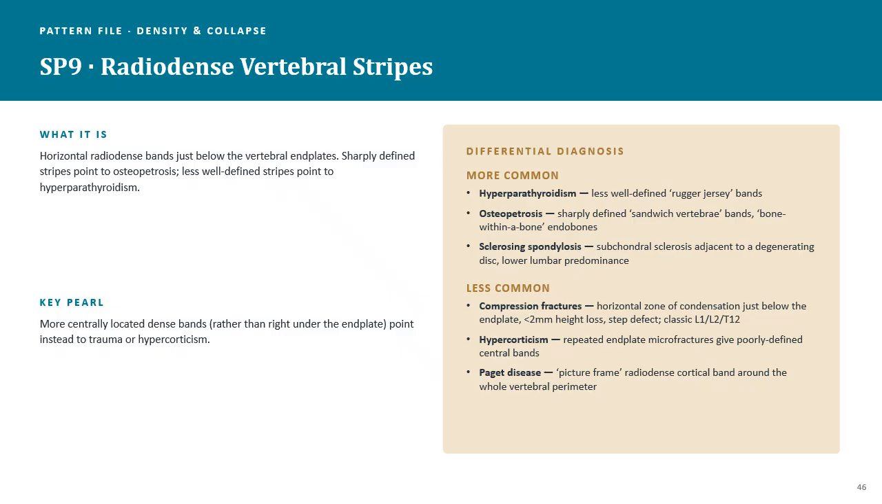So again, the appearance and the location of the bands are going to help determine where the disease process is coming from. With the rugged jersey, we're looking at hyperparathyroidism. With the sandwich vertebrae, we're looking at osteopetrosis. And if we're seeing dense bands after injury, the radiologist will be thinking maybe there's some sort of compression fracture.